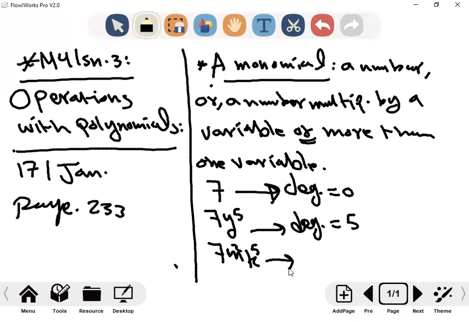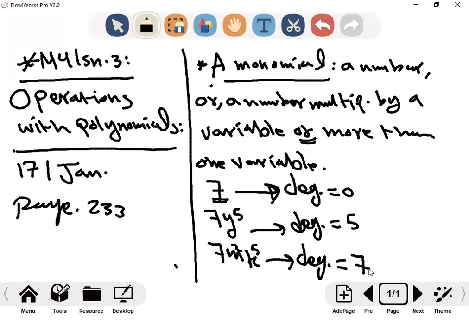So a number by itself can be a monomial. What's the degree? 0, no variable. A number multiplied by a variable like 7y power 5. The degree for the variable now is 5. But if you have more than one variable, you add the degrees. You add the exponents. So here, what's the degree? 7, 2, and 5. Done? We understood the monomial.